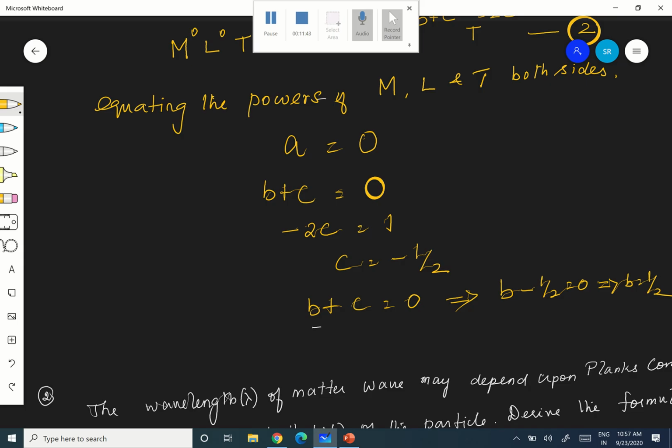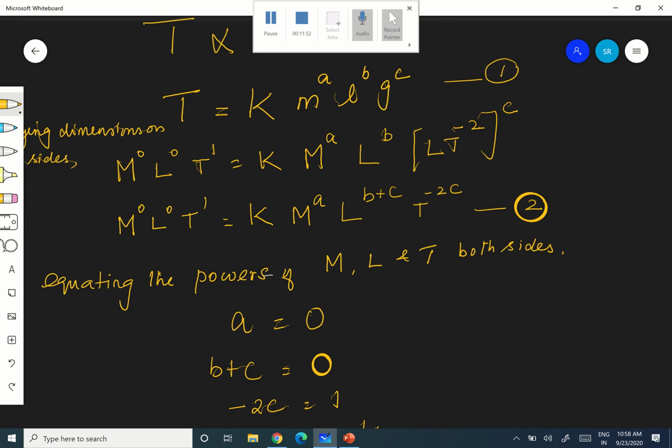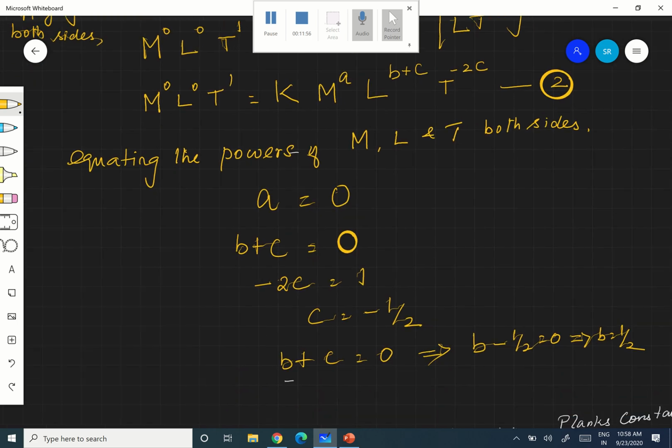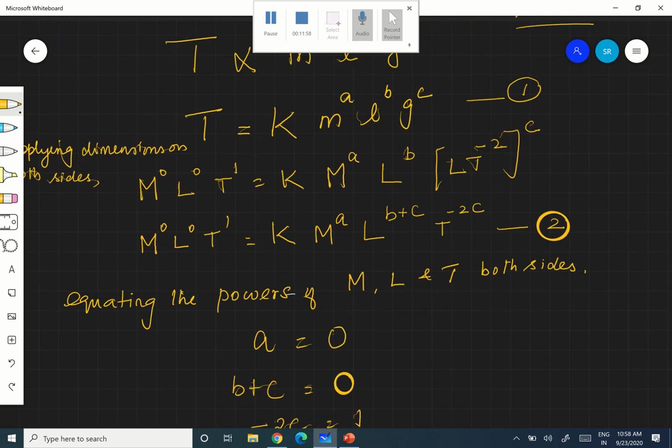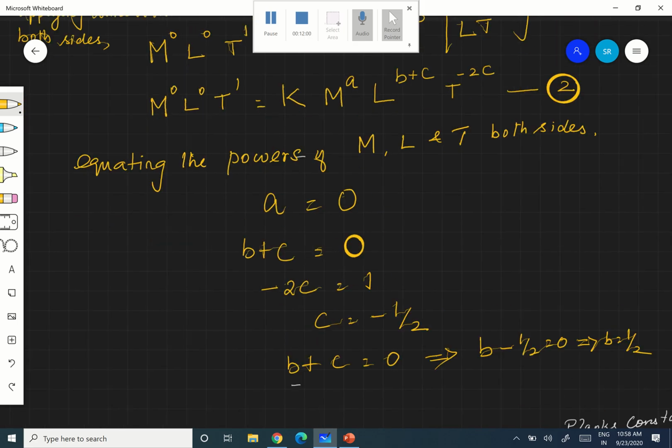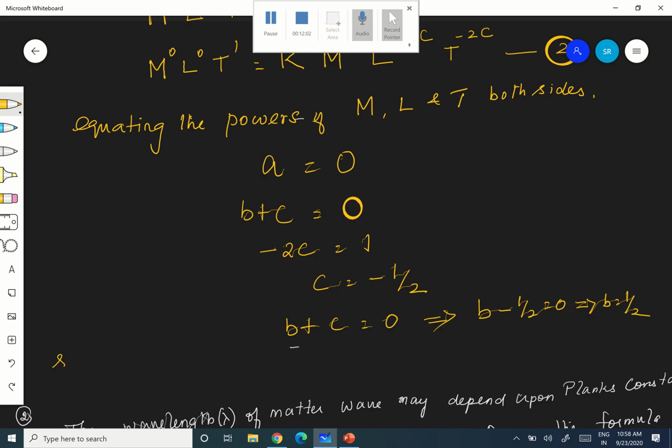Okay, children. Therefore, you got the values of a, b and c. From that, a is equal to 0. T is equal to k into M power a. Therefore, now you substitute the values of a, b, c in equation 1.